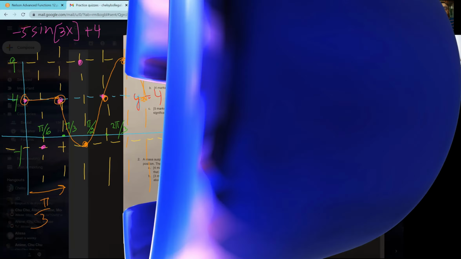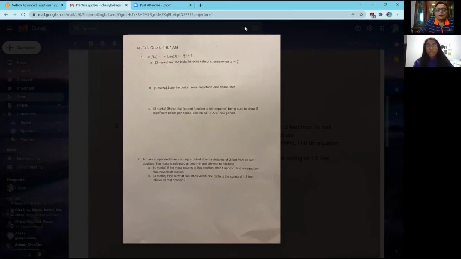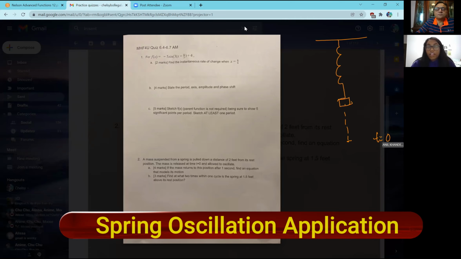Let's take the next question. So can you please read the question? Number 2, a mass suspended from a spring is pulled down a distance of 2 feet from its rest position. The mass is released at time t equals 0 and allowed to oscillate. Part A. If the mass returns to the position after 1 second, find an equation that models its motion.